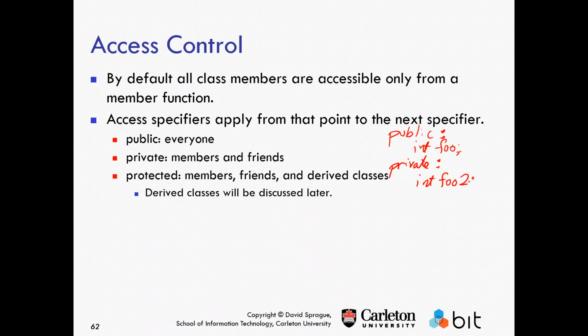It's called foo2 because I'm not original, right? Foo2: nobody other than that object has access to it, can look at it. No one even knows it exists. It's like this ninja variable. Only the actual class knows about it.